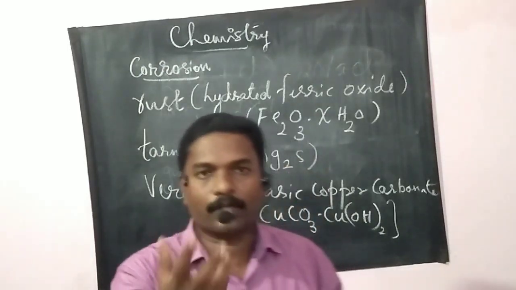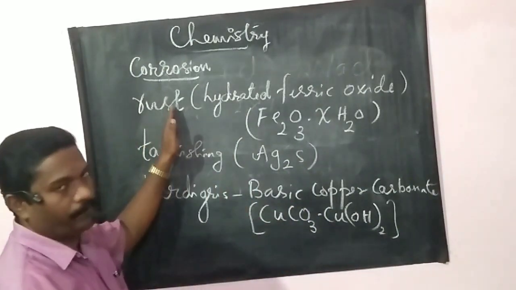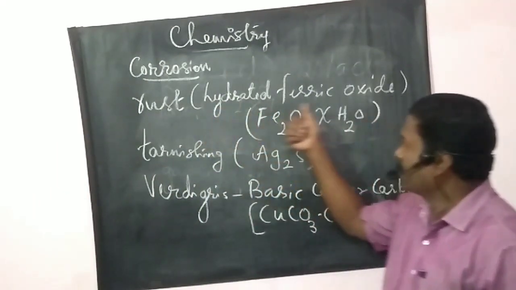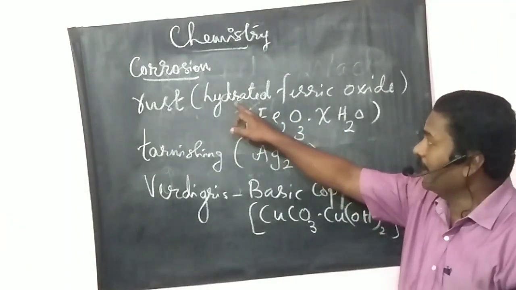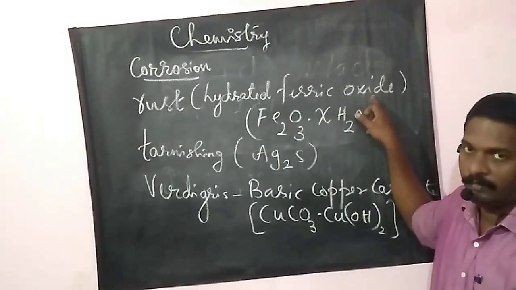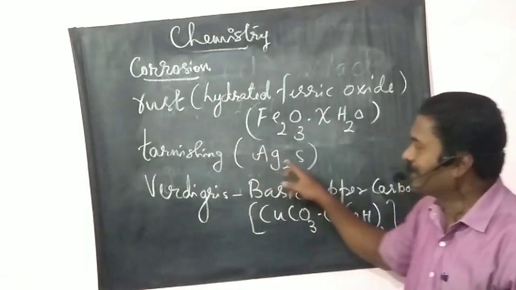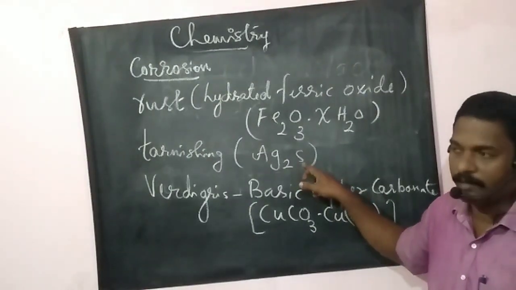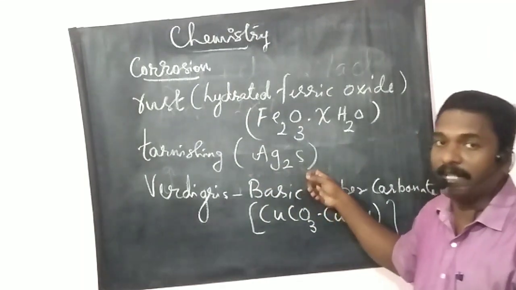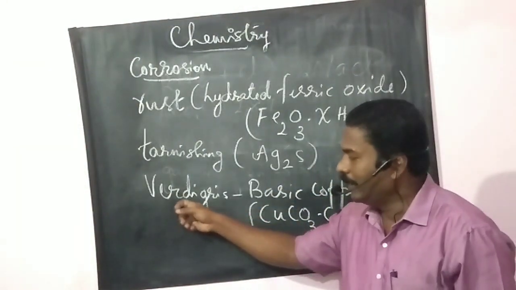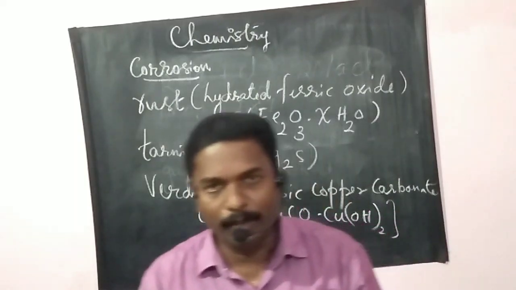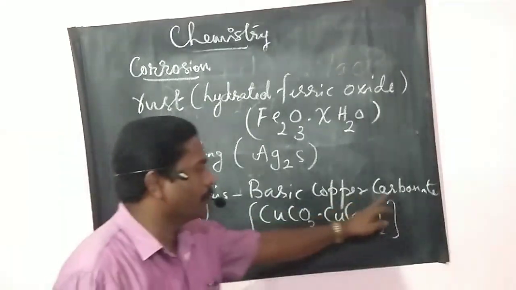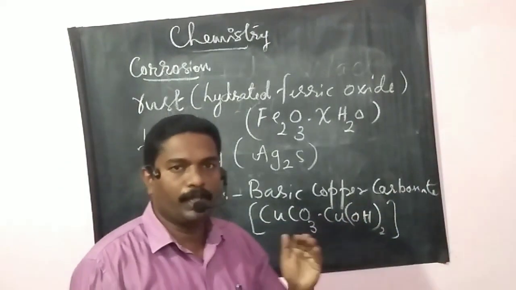So here we discussed 3 examples of corrosion. One is rusting of iron, that is Fe2O3.xH2O, hydrated ferric oxide. Second one, tarnishing of silver. It's a black coating on silver articles. Tarnishing is due to silver sulfide. Then a green coating on copper utensils. That is basic copper carbonate, CuCO3.Cu(OH)2.